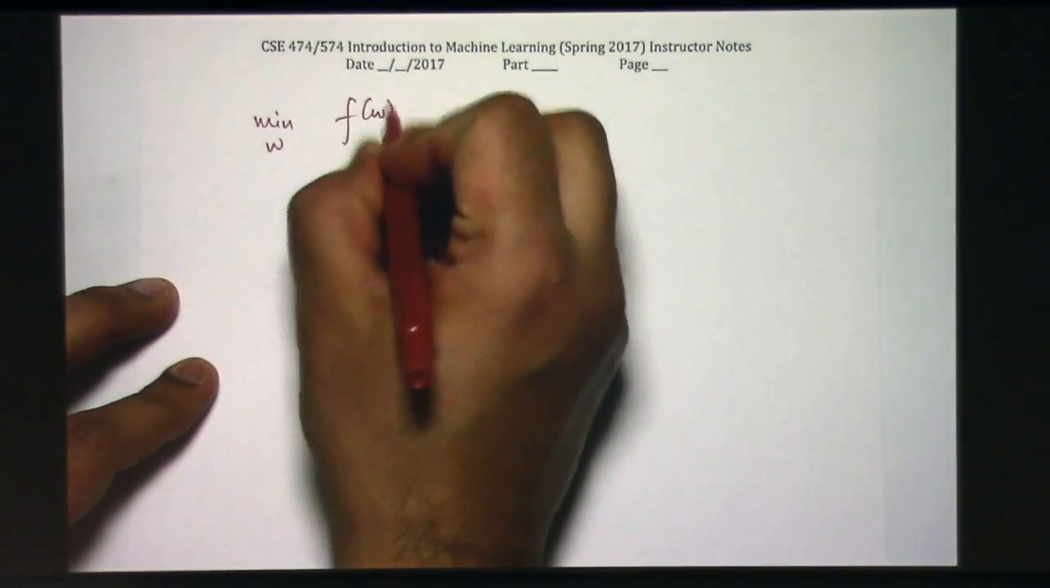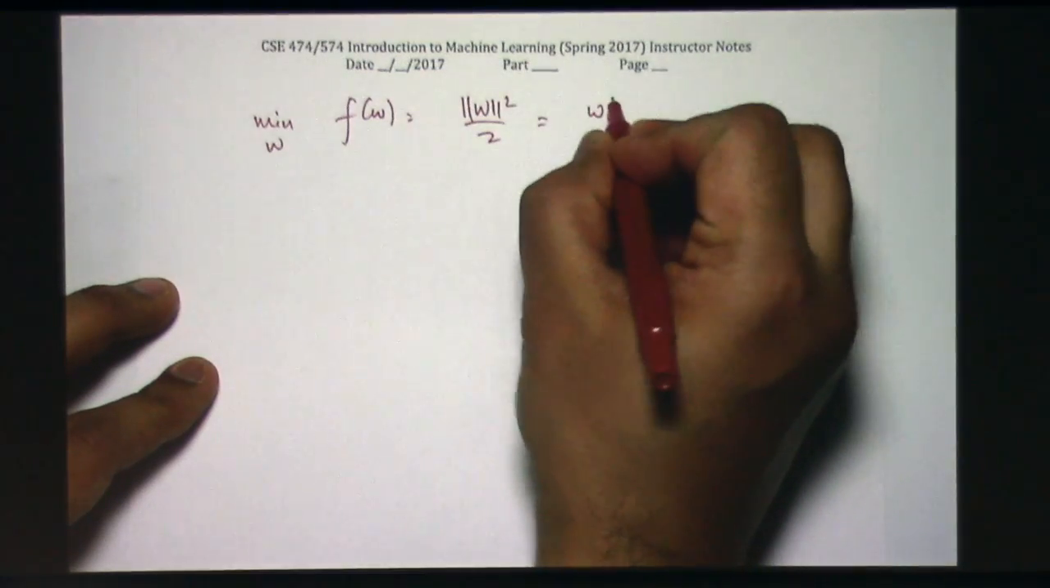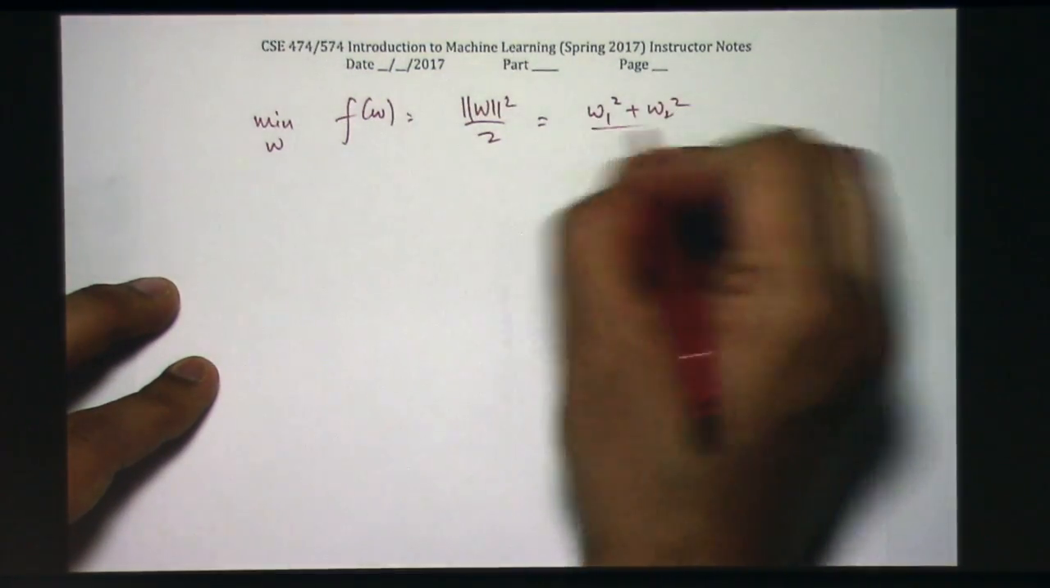Lost my pen. Here it is. Okay, we have 3 minutes. Let's try to do it.